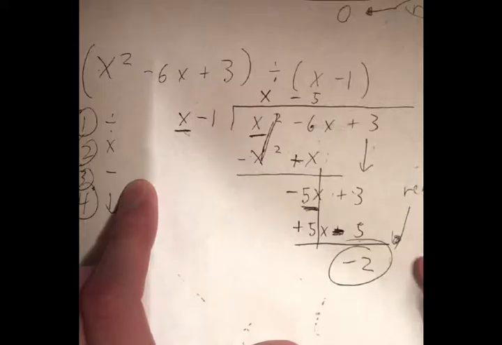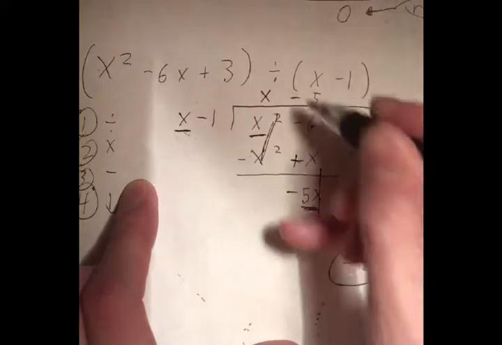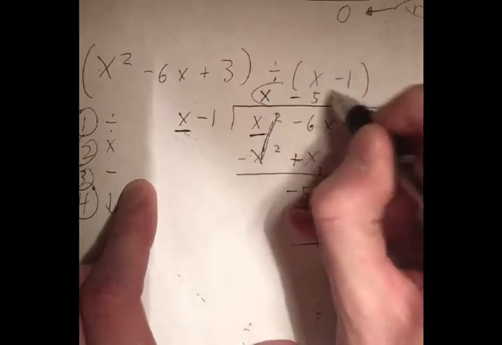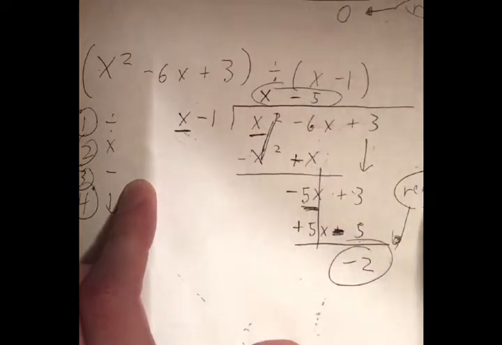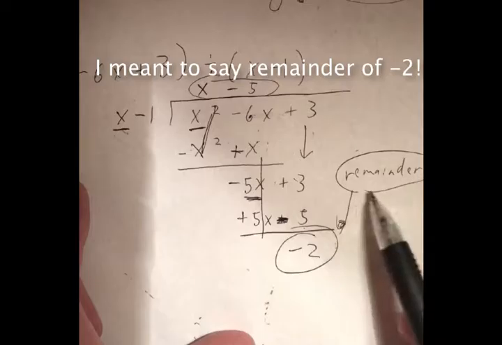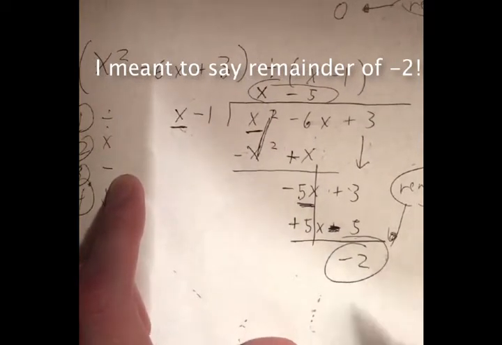Now there's 2 ways to write this. Remember how I said the top up here is your answer? I don't like writing x minus 5 with a remainder of 2. This is the remainder right there, by the way. I don't like writing it like that. I like writing it like this.